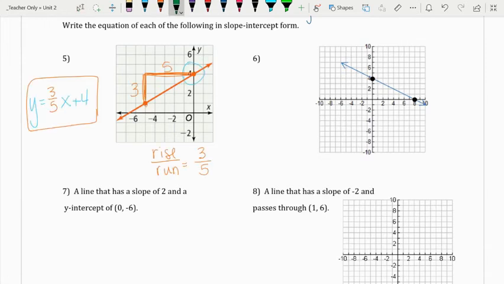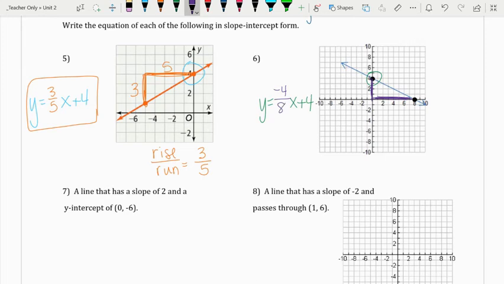Same thing's going to happen on number 6. So I know it's going to be y equals something x plus or minus something, right? So I know it crosses at 4 again, so it's going to be plus 4. Now this time if I make the triangle, I go down and right. Down is negative, so I need to go negative 4, and then I move right 8. Oh, why did I still write a 4? I don't know.